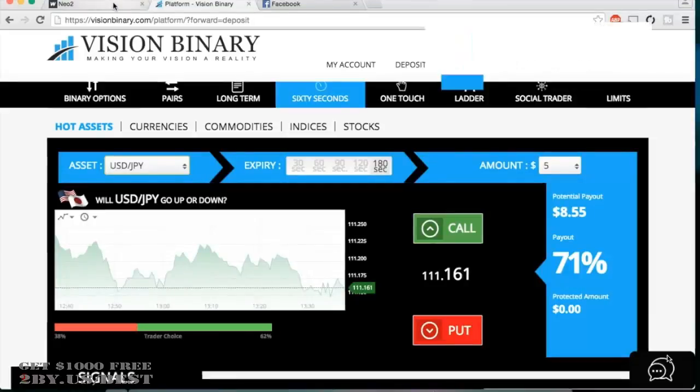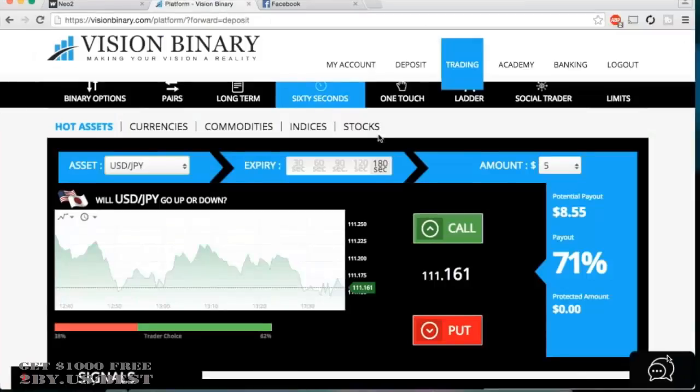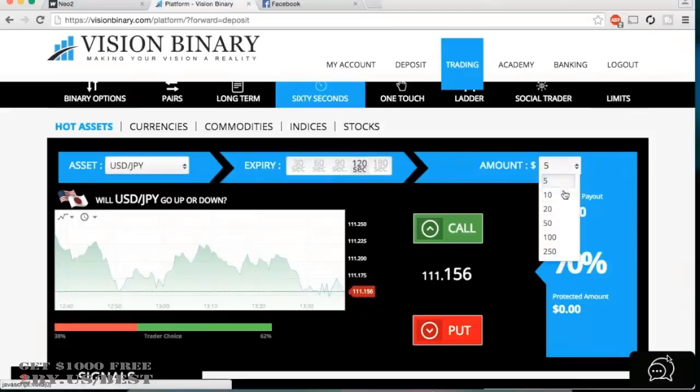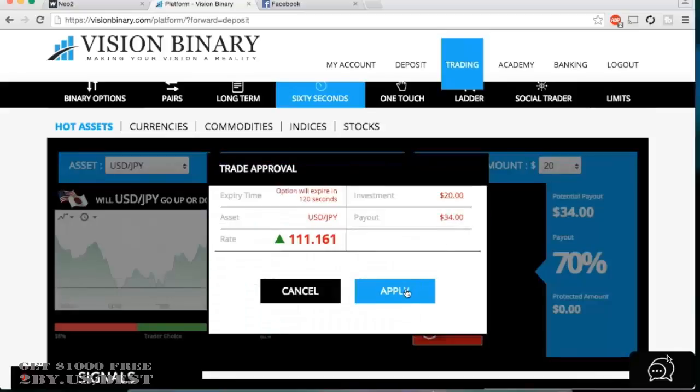Now back at our NEO2 platform, it appears that we once again have a USD JPY trade, so we are going to get in on that. We just have to wait for the proper time frame. NEO2 is predicting things very accurately because of their satellite technology. They can actually predict price movements weeks in advance.